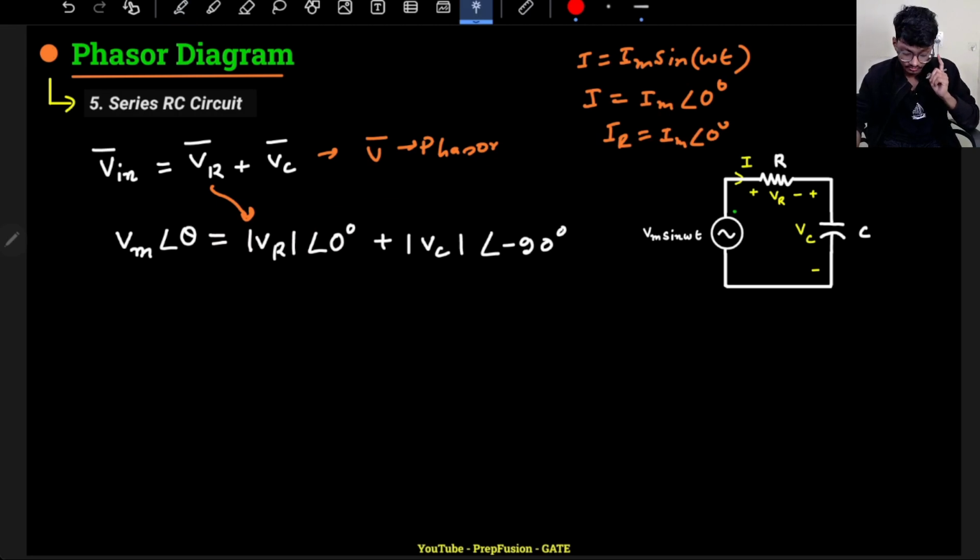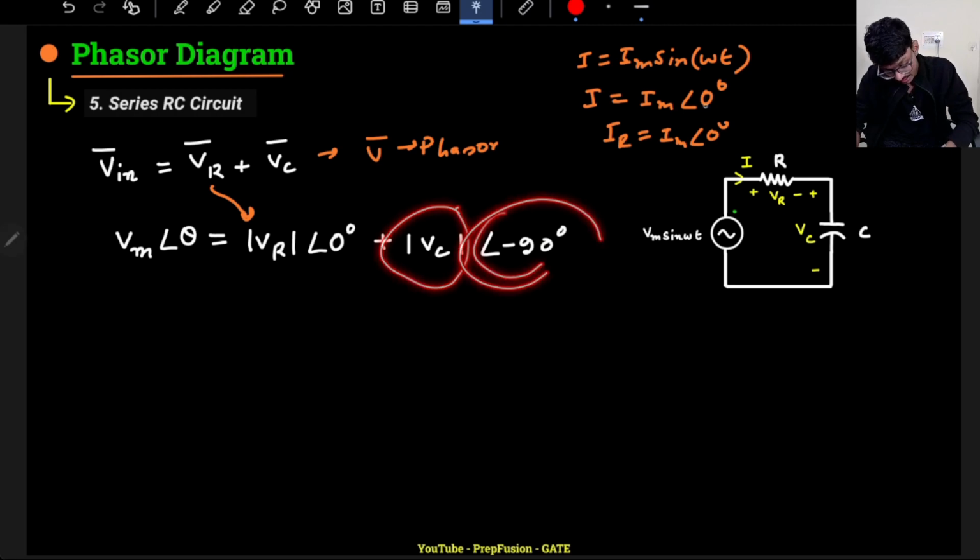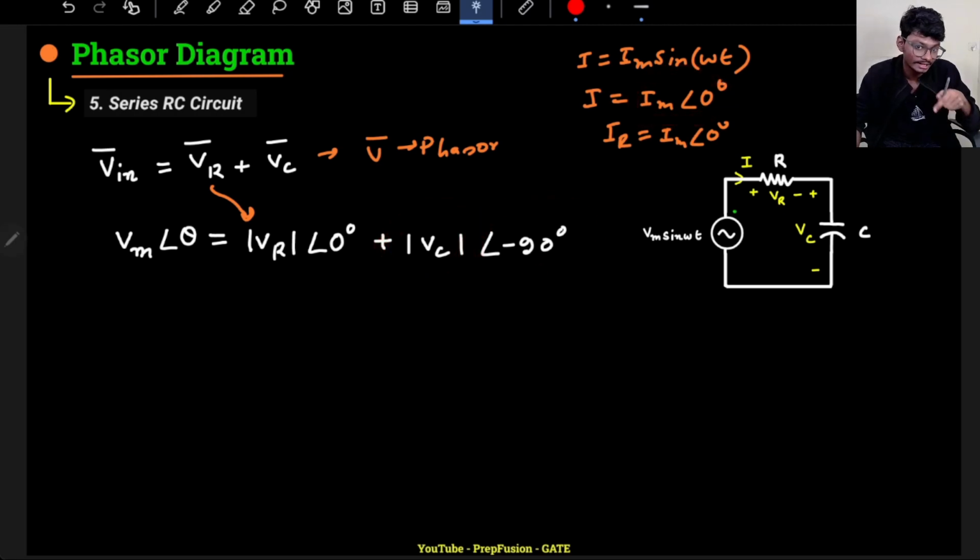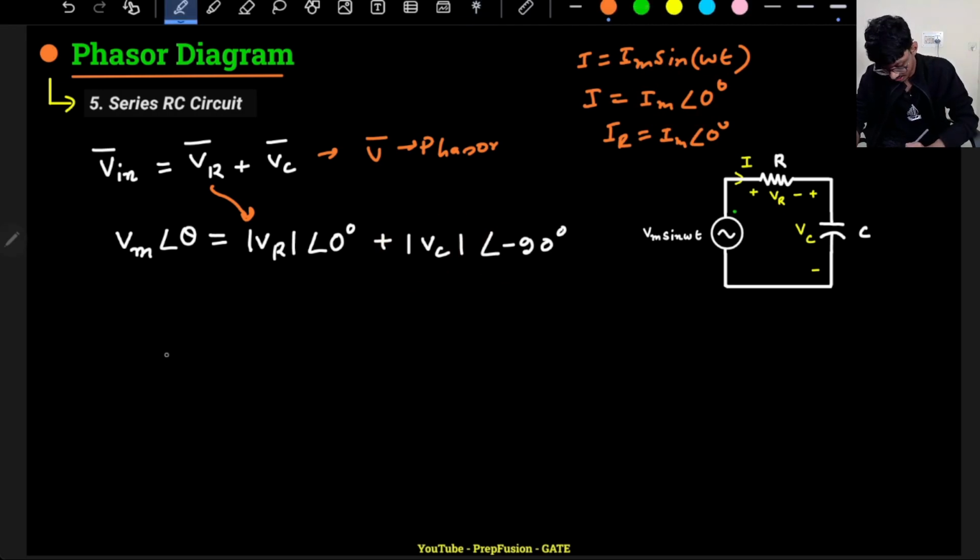What about for the capacitance? For the capacitance, we know current leads the voltage, or the other way around, voltage lags the current. So it will be magnitude of Vc lagging the current. Current is at 0 degrees, so Vc will lag the current by 90 degrees. So this can be written as Vm angle of theta equals VR plus or minus j VC.